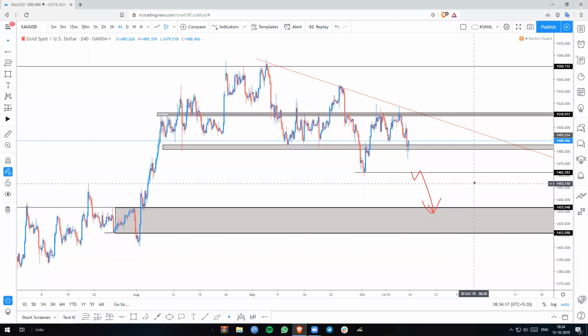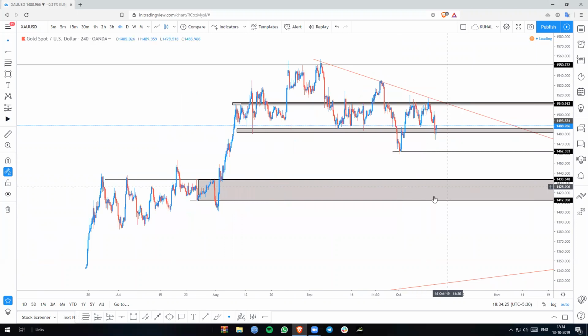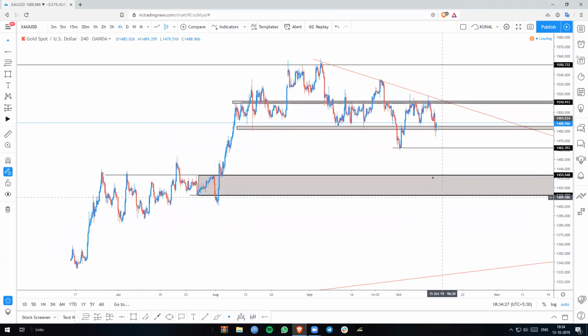Yeah, gold to 1440. Maybe we can't see anything until and unless this structure level gets taken out.